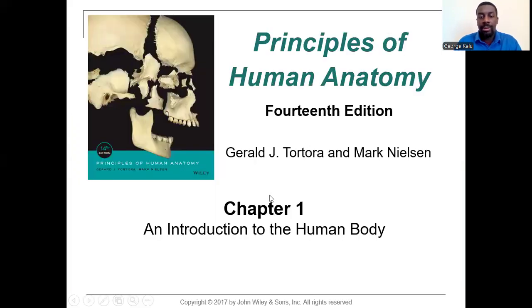So our first chapter is going to be on an introduction to the human body. So this is our textbook here, Principles of Human Anatomy by Tortora. We'll be using this throughout the semester. So this chapter is an introduction to anatomy. It kind of jumps all over the place. I'll try to keep the flow as smooth as possible, but there are going to be times where we're going to be kind of jumping around from one topic to the next. So just bear with me for that. It'll go a lot smoother after this chapter.